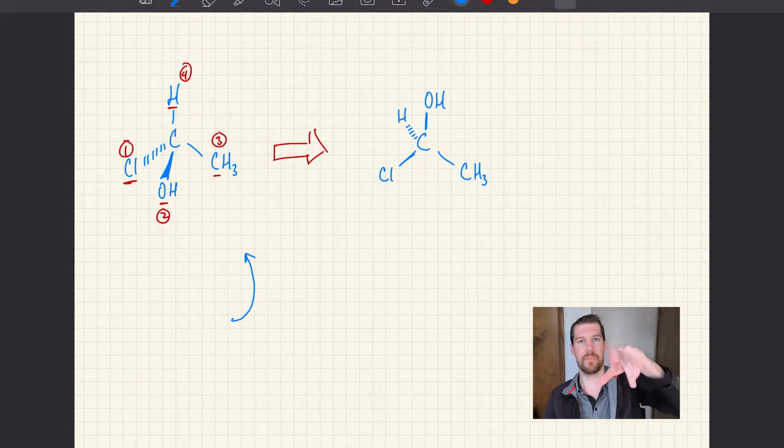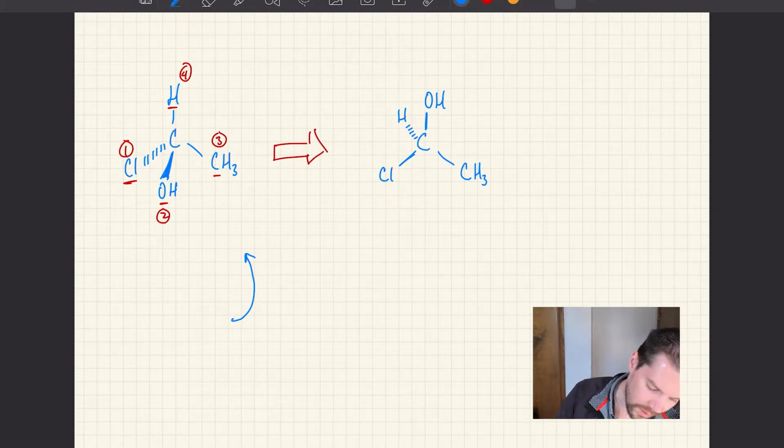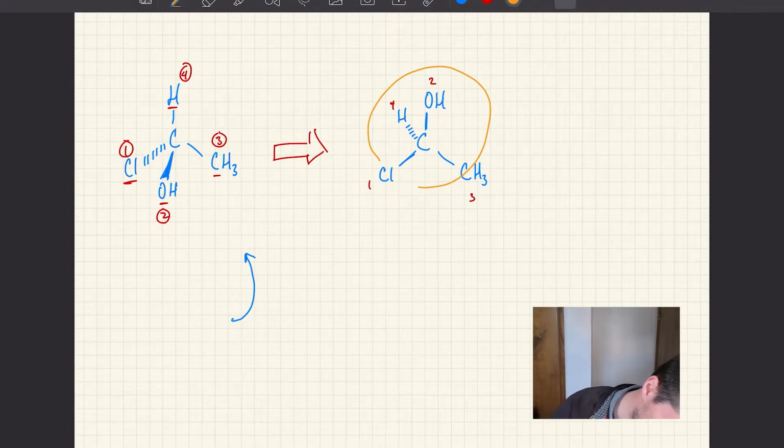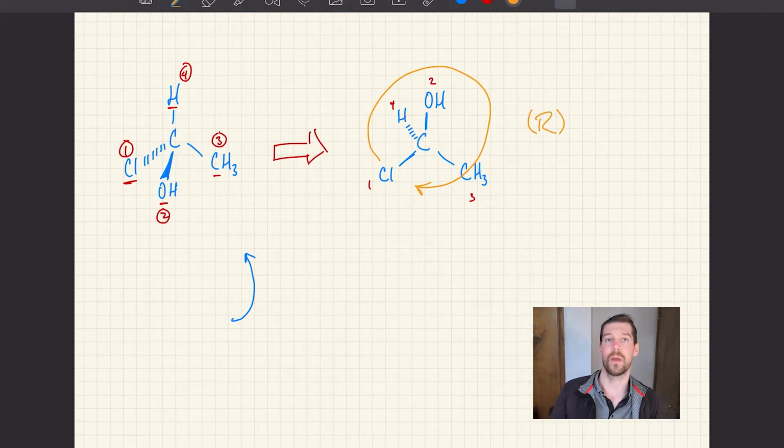When you bring that H to the back, it brings our OH group straight up, right? So it's going like this to this. And then the chlorine's on the left, the methyl is on the right. Let's relabel here. I have 1, 2, 3, 4. In this case, our 4 substituent is to the back. So I'm going to circle now from 1 to 2 to 3. In this direction, it's clockwise. Therefore, the absolute configuration is R.